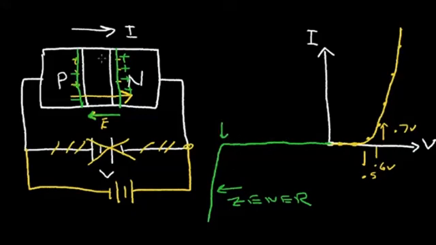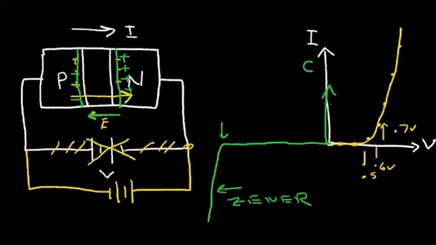Now remember that as the width of the depletion region changes, the capacitance changes. So I can also plot capacitance. Let's also plot along with the current. Let's plot capacitance.